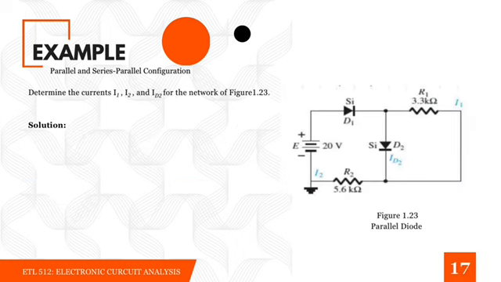Lastly, example 4. Determine the currents I1, I2, and ID2 for the network of Figure 1.23.